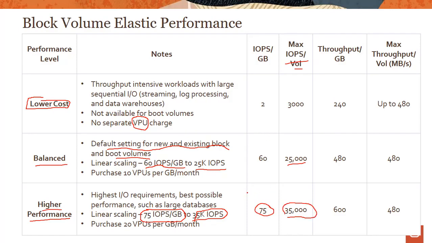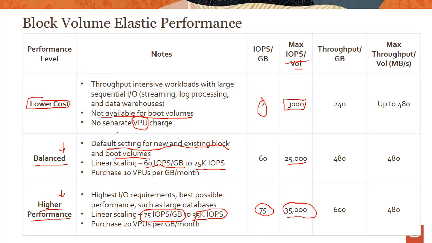If you don't need that kind of performance, you could go with a lower cost tier. In this tier, you get 2 IOPS per gig, all the way to 3,000 IOPS per volume. The important thing to keep in mind: this tier is not available for boot volumes, because as you can imagine, you are booting up the volumes, you need higher performance.